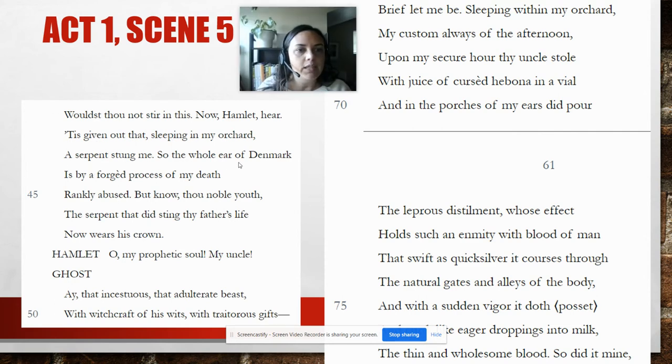the ghost explaining what happened. Here's this. So the whole ear of Denmark is forged by the process of my death. It's their actual ear is not hurt, but they are rankly abused, figuratively. And then down here we have, here is the actual juice of cursed hebenon in a vial. Of my ears did pour.